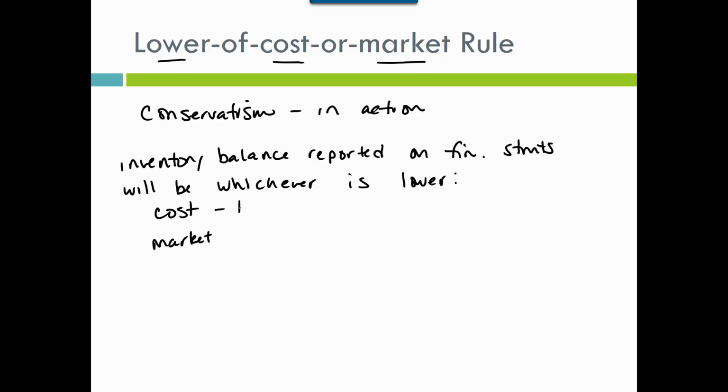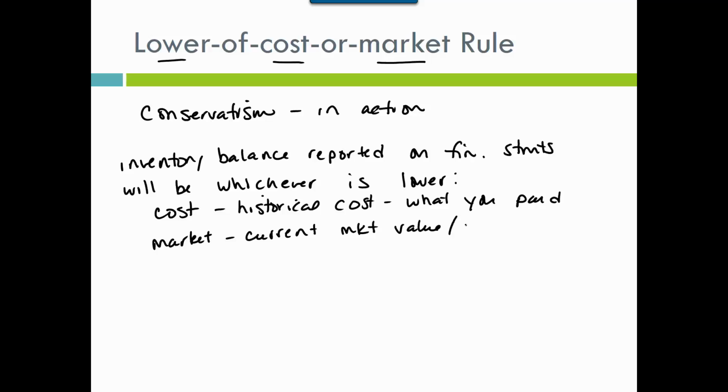So the cost is the historical cost. This is what is on your books in your ledger account for merchandise inventory. This is what you paid for it. The market is the current market value or the replacement value.